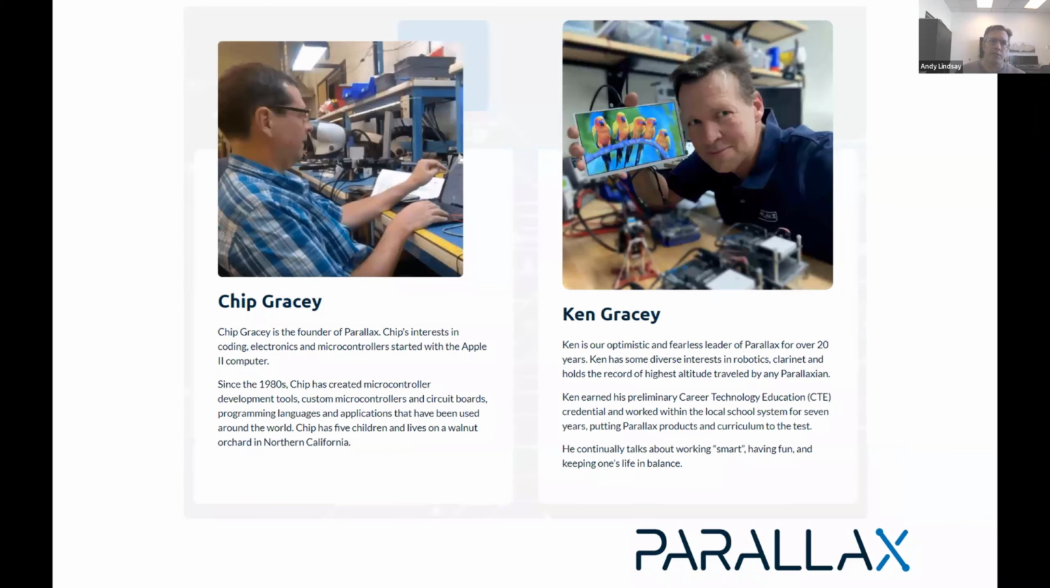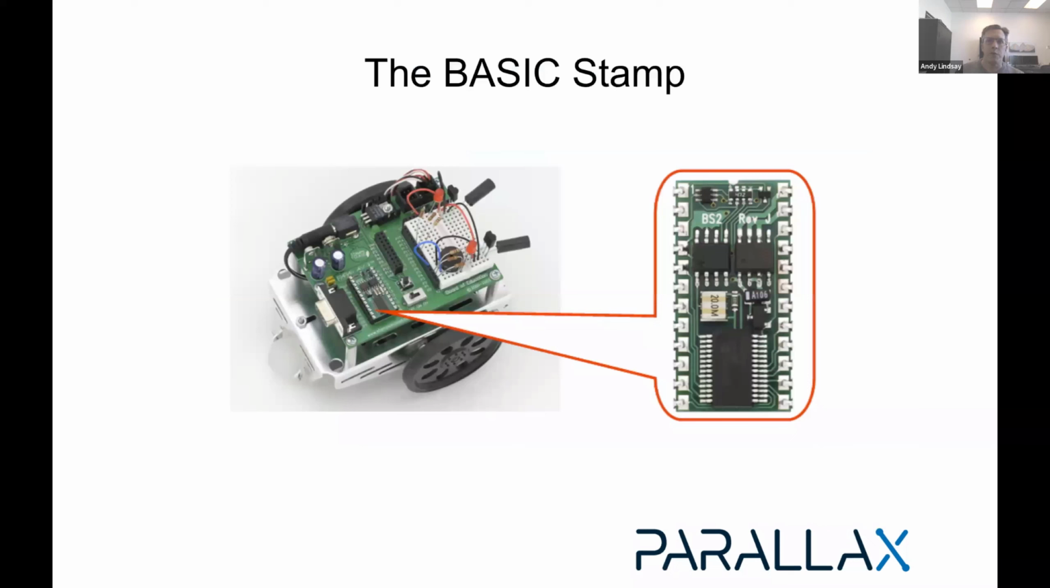Chip Gracie is Parallax's chief inventor, and Ken Gracie, his brother, runs the business. Chip invented, back in the 90s, something called the BASIC Stamp. This is the first microcontroller module that made controlling and monitoring circuits with a programmable device something that was more accessible than skilled technician, engineering student, or engineer level. And it became very popular.